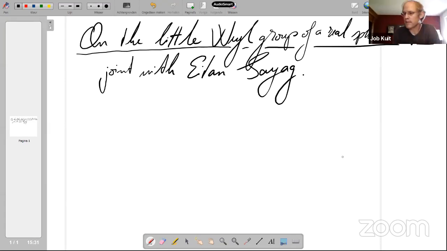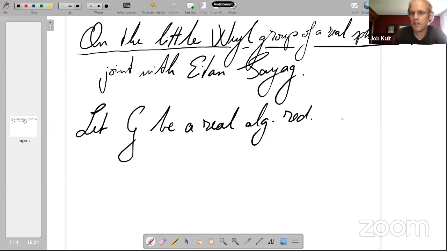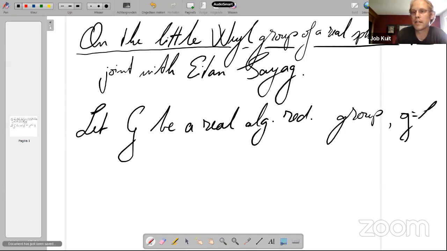Let me begin with a bit of motivation. For this, I'm going to choose a real algebraic reductive group G. This is through the entire talk, the same one. And so usually the algebras I will denote by the corresponding Gothic Fraktur letter.